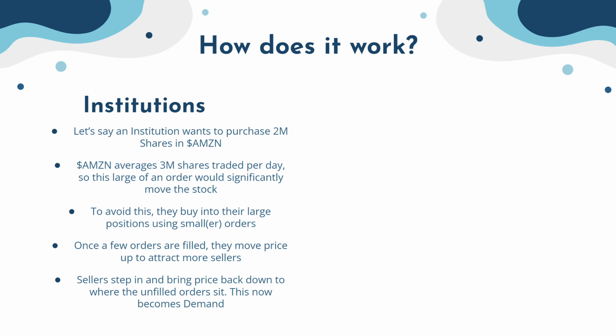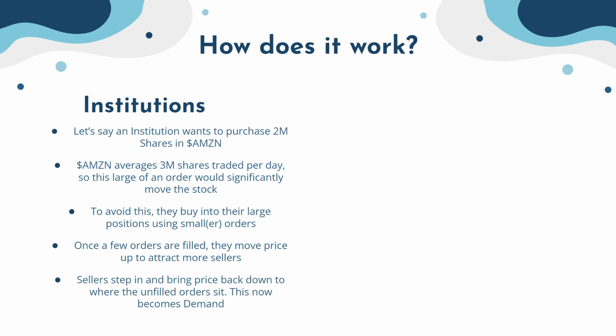So to avoid these super large movements from their orders, they buy into their large positions using smaller orders. And what happens is once a few of their orders are filled, they want more of them to get filled, right, at the same price. They want to remain at the same average, in the same area. So what they'll do is they'll move the price up and it'll attract more sellers. These are your market participants. And they bring the price back down to where those unfilled orders are at, right?